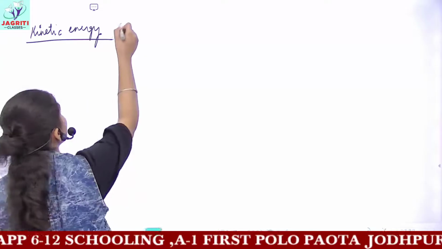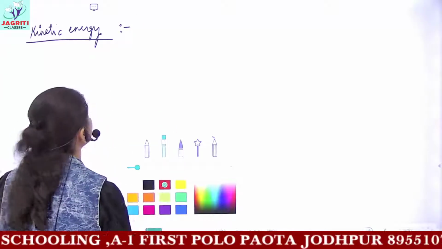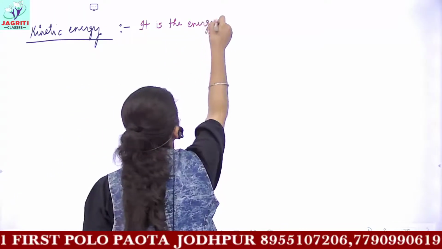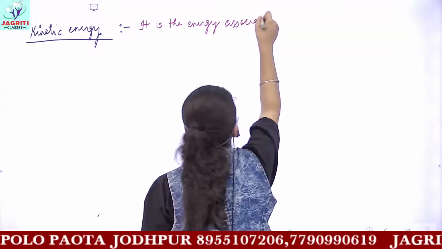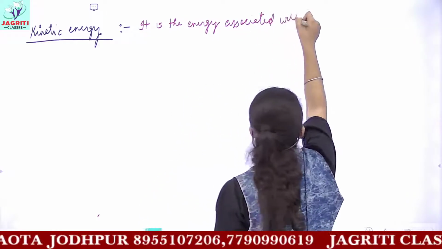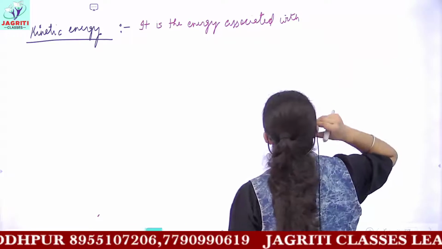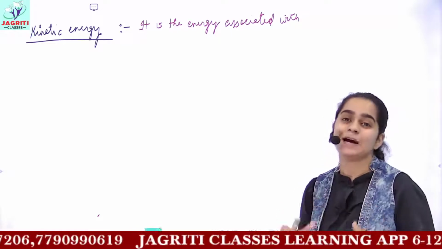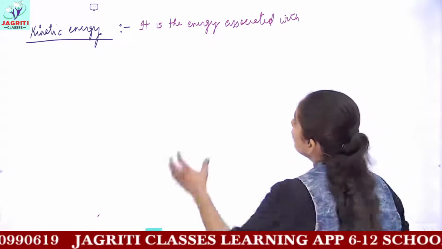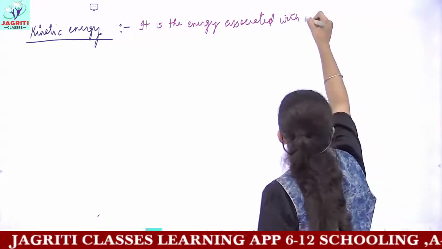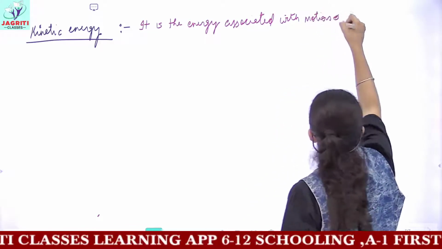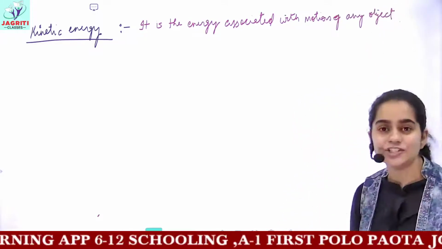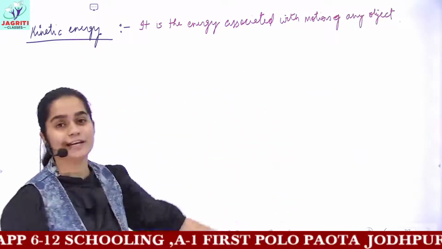Now talking about kinetic energy, firstly the definition of kinetic energy. It is the energy associated with a moving object, or kinetic energy is the energy possessed by any object which is in motion. And you can also write it is the energy associated with the motion of any object. So kinetic energy is the energy which is associated with the motion of any object. Okay.